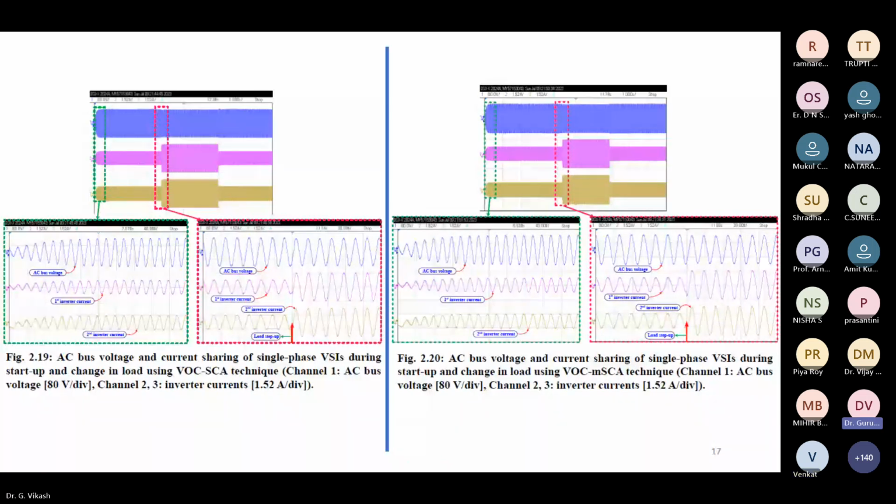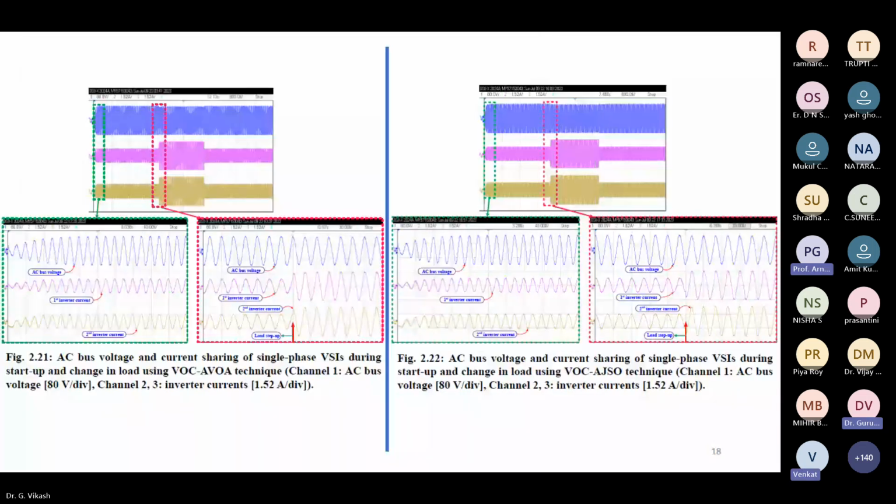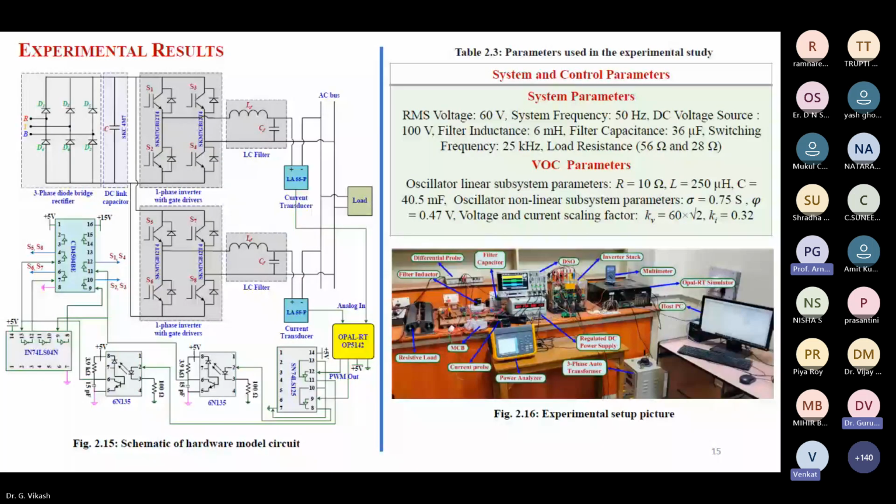Hello, sir. Can you go to the previous slide? Slide number 18. The previous one, that hardware setup you have shown me. Okay, tell me.